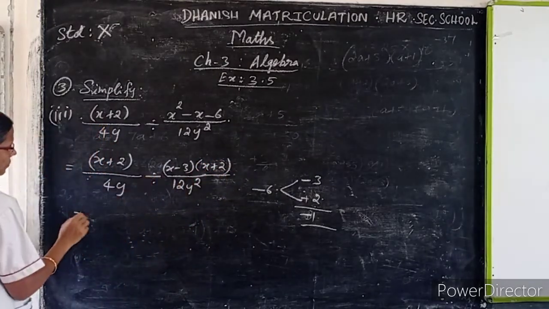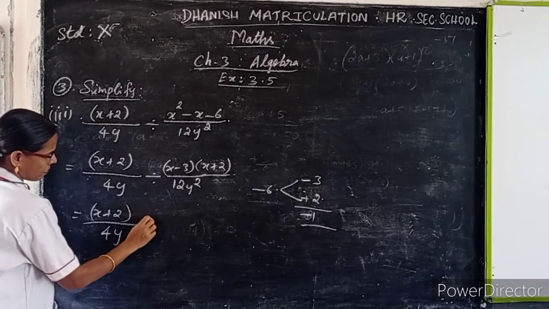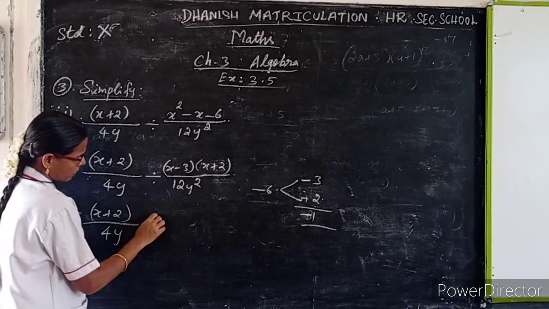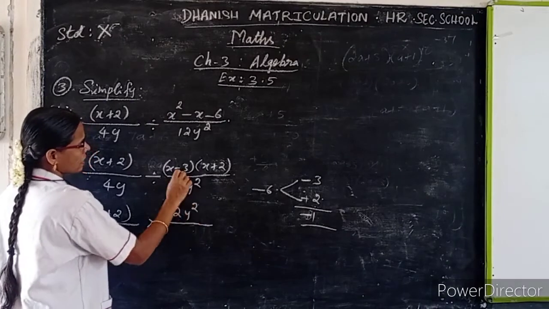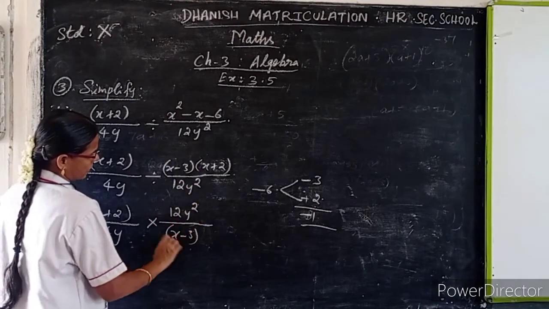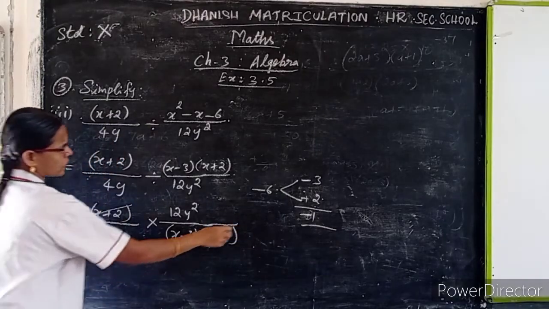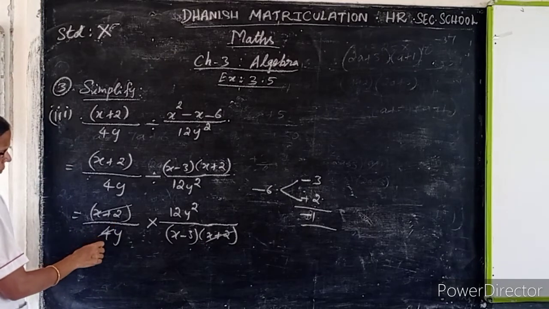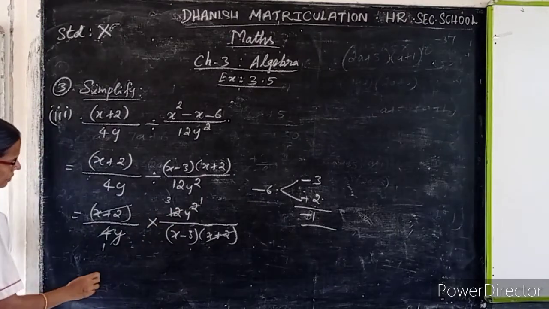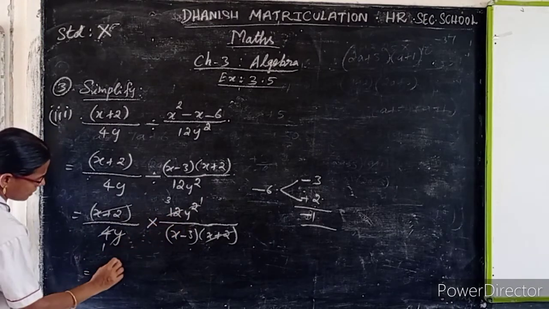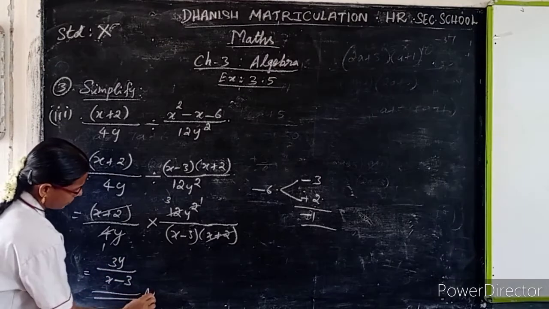So here the operation is division. First write the division symbol as a multiplication symbol. Reciprocal: 12y² divided by (x - 3)(x + 2). Now cancel this x + 2. In the 4 table, 4 ones are 4, 3 fours are 12, and y with y². So 3y is the numerator, the denominator is x - 3. That's all. This is the answer.